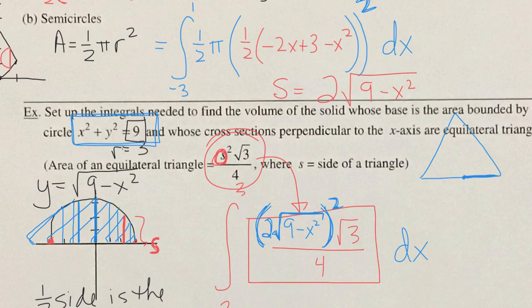So half of S is the square root of 9 minus x squared. That's the height of each of your semicircles. So the whole entire side is 2 of those. And it goes from -3 to 3, and we're integrating with respect to x.